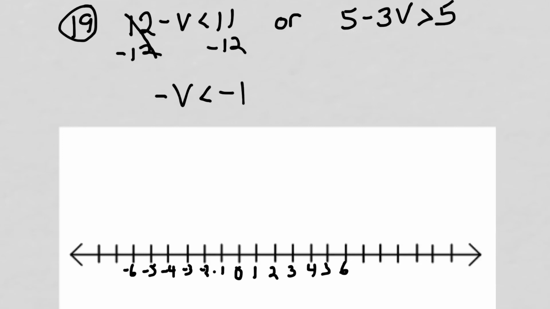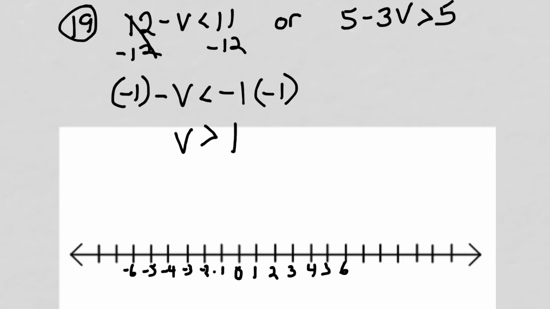To solve for something, I have to get that negative v by itself. When you end up with a negative variable, the way to do that is to multiply both sides by negative 1. Watch what happens. Negative 1 times negative v is going to give you v. The sign changes direction. Negative 1 times negative 1 is going to give you a positive 1 on the right side. And the next one is going to look about the same.